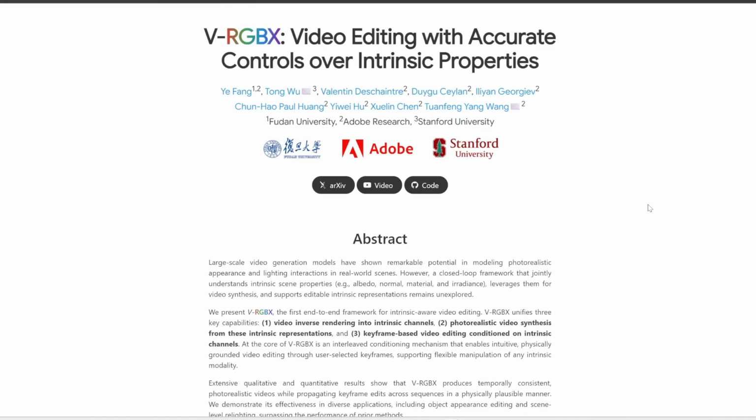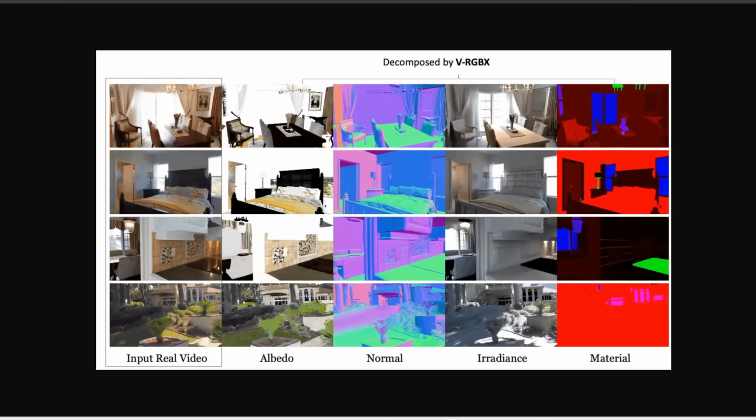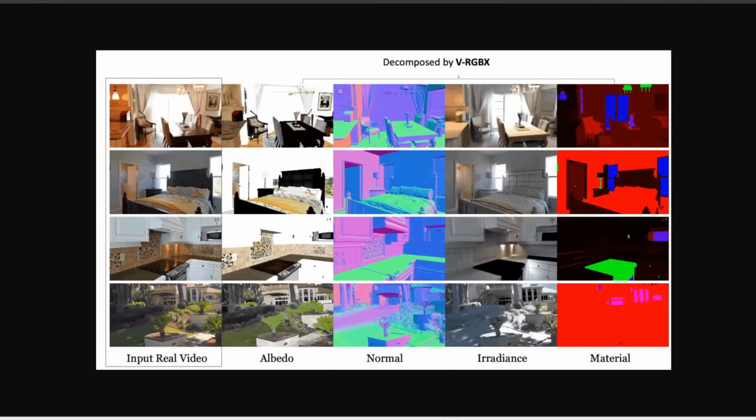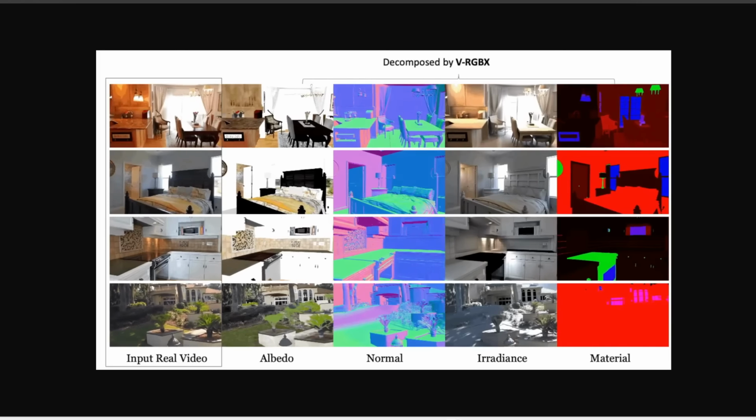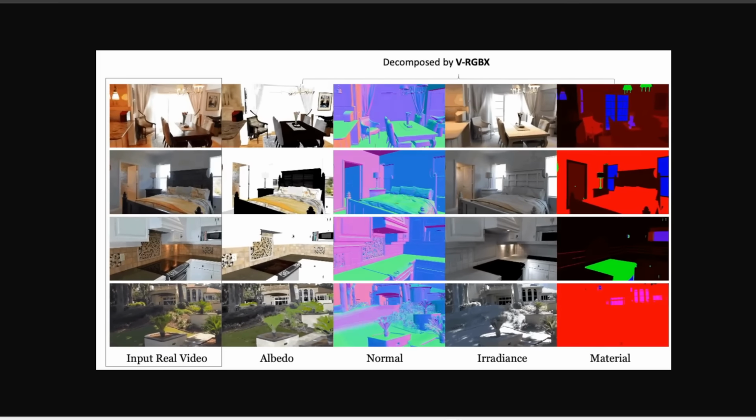Next up, this AI is pretty interesting. It's called V-RGBX, and this AI allows you to edit the intrinsic properties of videos. Specifically, this AI takes your input video and it breaks it down into 4 separate intrinsic properties: the albedo, normal, irradiance, and material. Now, what exactly do these 4 things even mean?